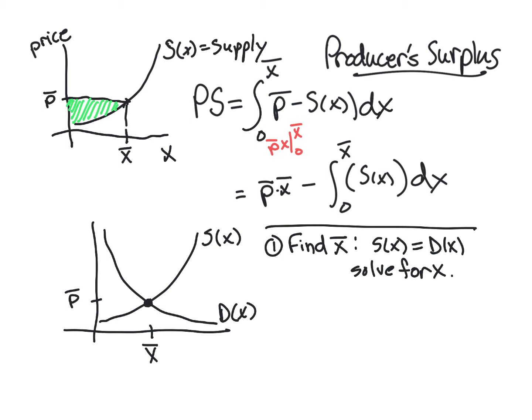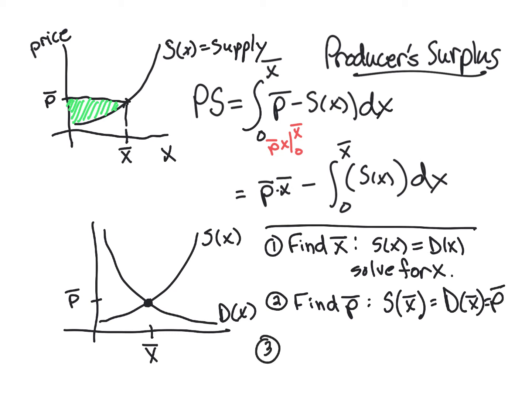Then you're going to take X bar, plug it into either one, and get P bar. What you found in the original should be the same for both. And that's how you find P bar. Then step 3, you're going to use the X bar and the P bar to find the consumer surplus and the producer's surplus.